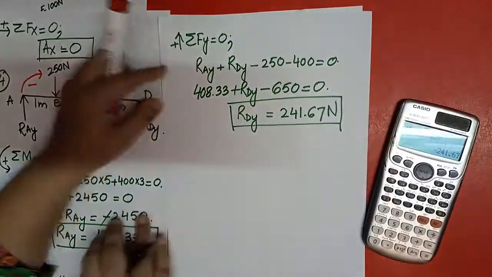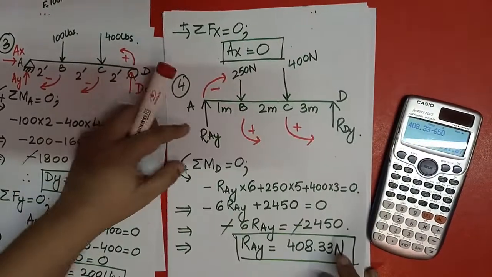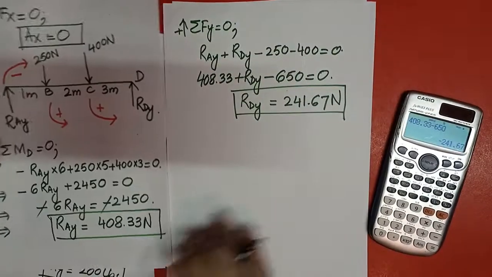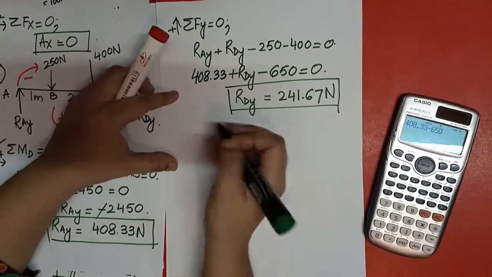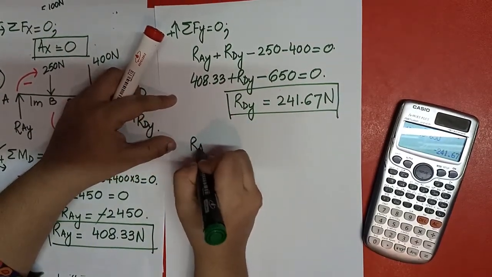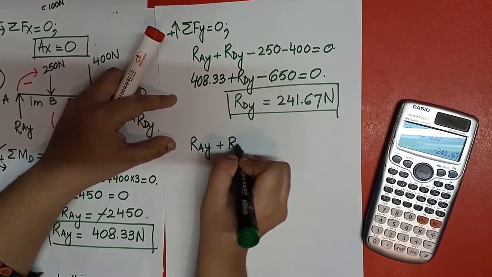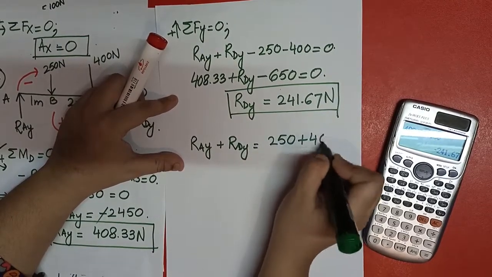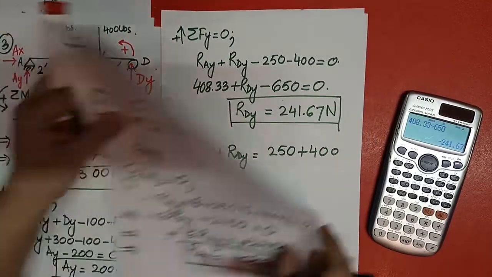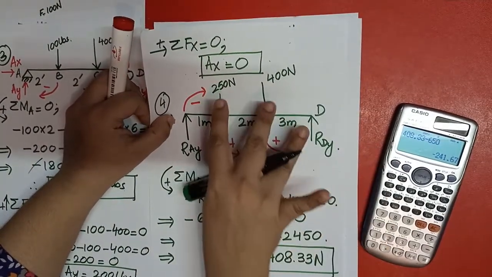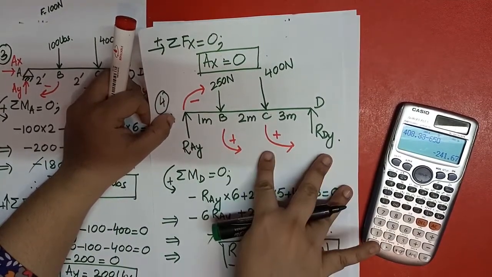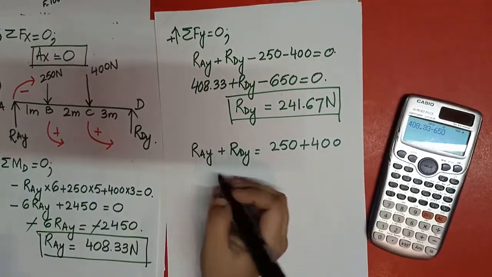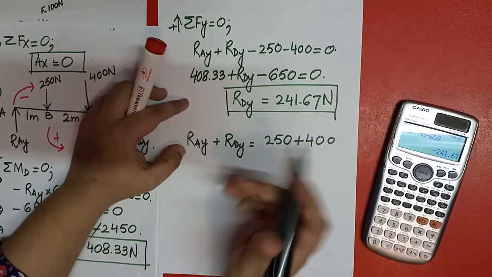Now I don't need to sum up horizontal forces here because only support reactions were given to me and it was only RAY and RDY. So what I have to do next, I can prove it by, for example, summing up RAY plus RDY is equal to 250 plus 400. Always keep it in mind when you are getting your support reactions, the sum of these support reactions is equal to the sum of these forces which are acting on the beam. Then we will get the equilibrium conditions.